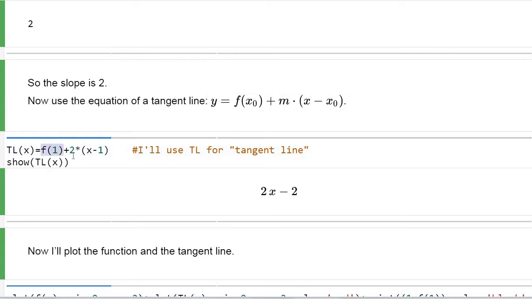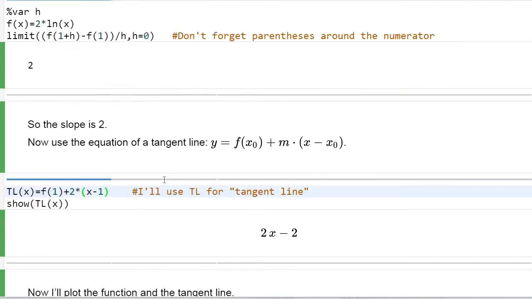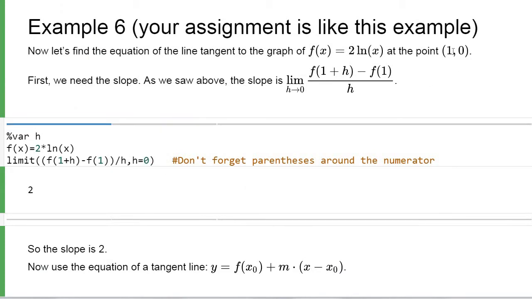Function value at 1, so this is f of 1, plus the slope, 2, which is from up here, just copy and paste. And then times, don't forget this multiplication, that needs to be there. Sage requires you to type every multiplication. And then x minus the particular x value, which is 1. Okay, notice where that number 1 shows up here. Number 1 is the particular x value given in the question.